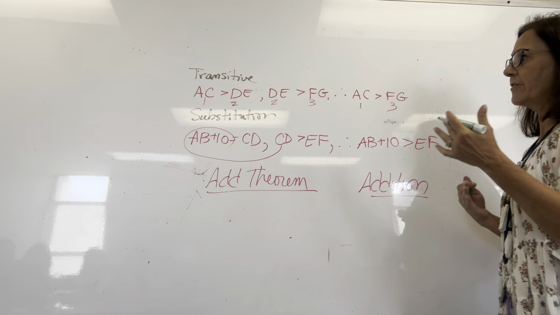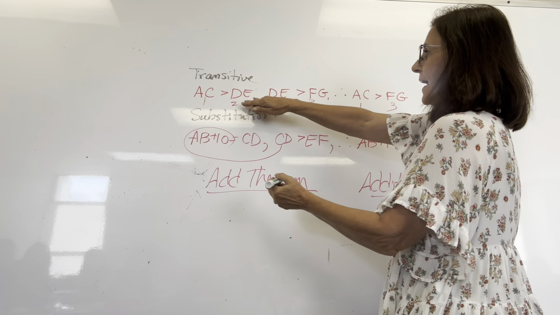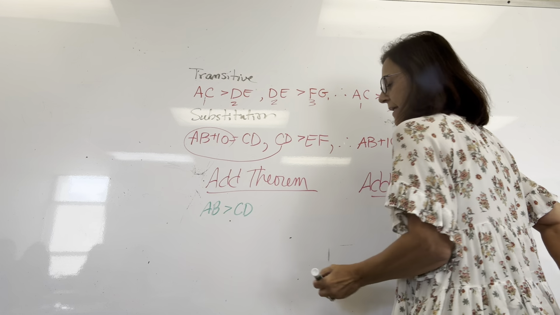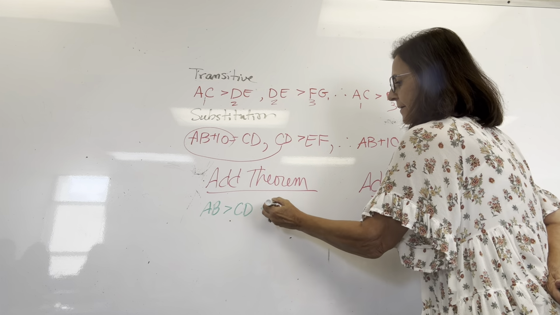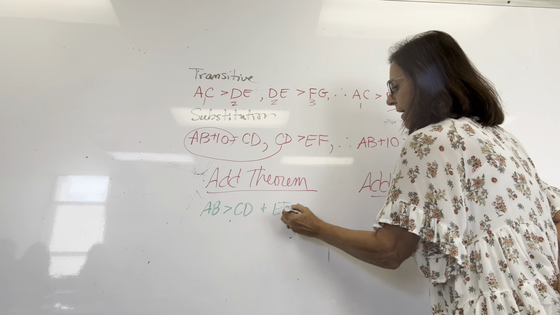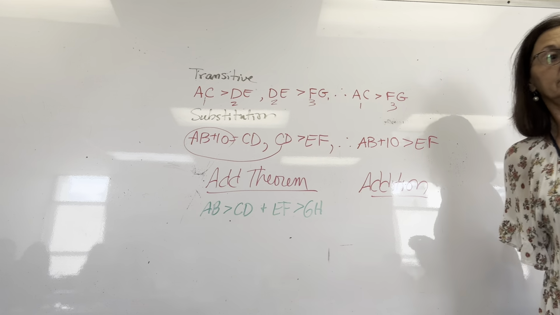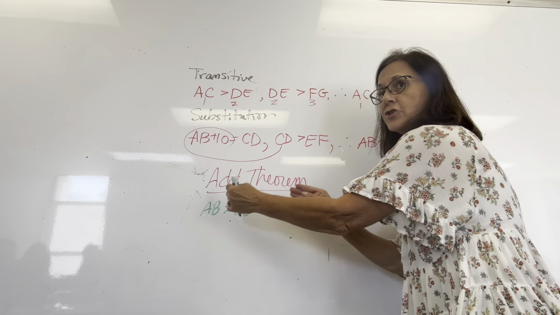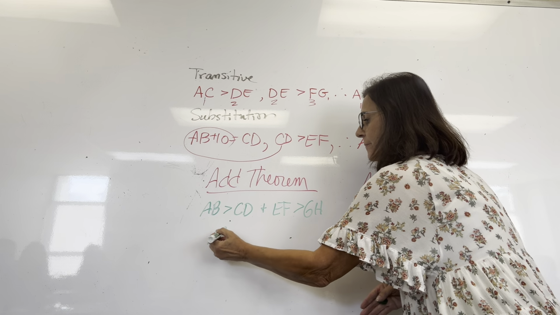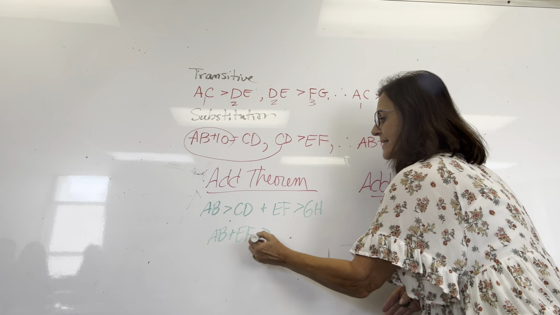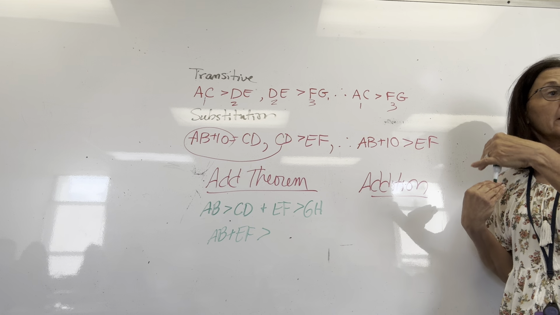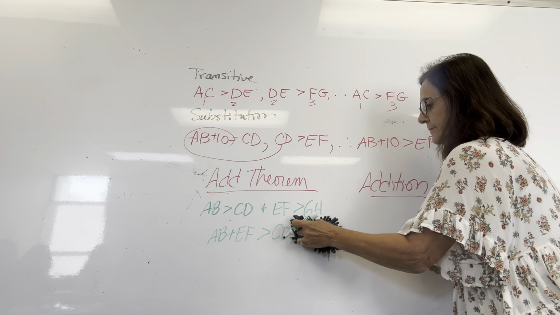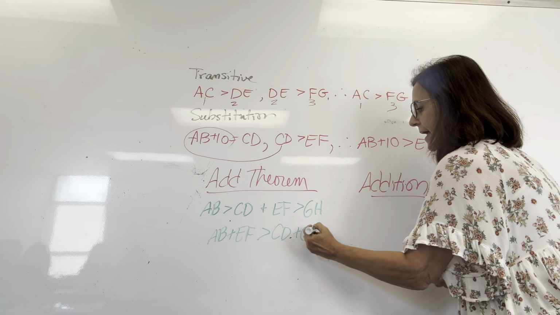With the addition theorem, we may have, let's do AB greater than CD and EF greater than GH. Then I could add the 2 on the left, AB plus EF, and say that they are greater than the sum of the 2 on the right, CD plus GH.